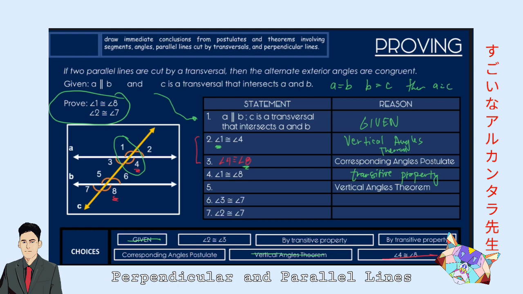Next, let's have number 5. It says vertical angles. We only have one answer left here: angle 2 being congruent to angle 3. So let's write that down. Next, angle 3 and angle 7 are also corresponding angles. So let's write that down here. Corresponding angles postulate. Next, angle 2 and angle 7 by transitive property also.